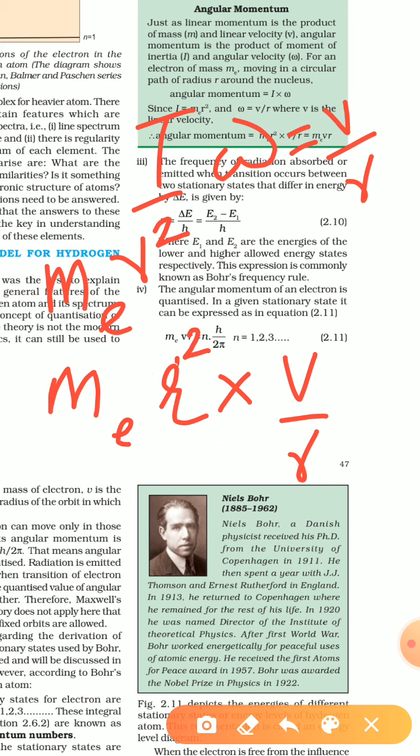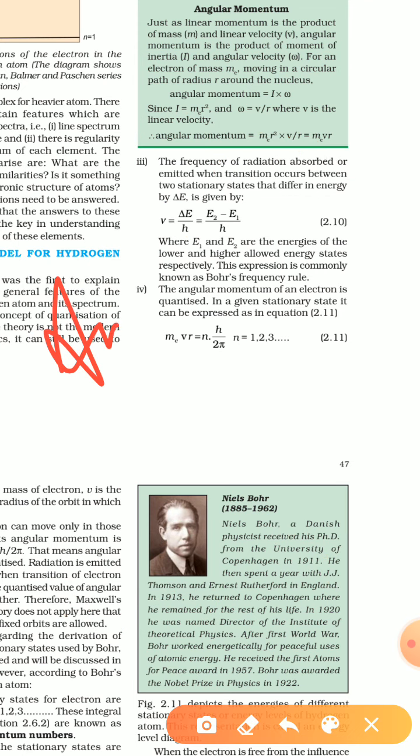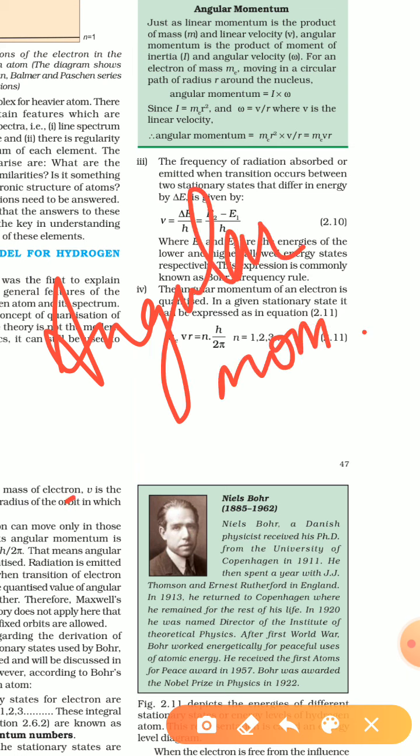Now if we consider cancellation, we can cancel these terms, and then we will get mass of electron into r into v, that is m e v r. If we neglect this e, then the angular momentum of an object means m into v into r. That is what angular momentum is.